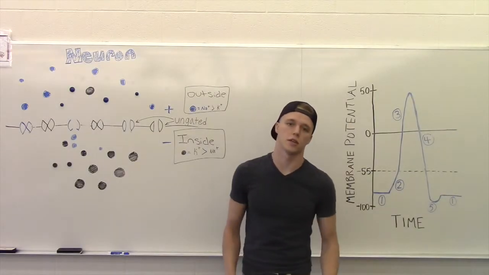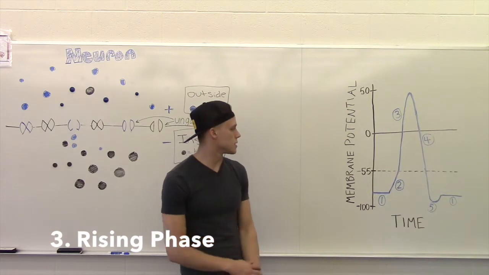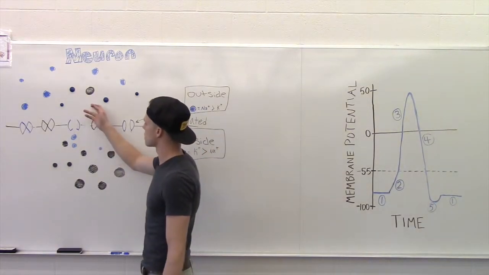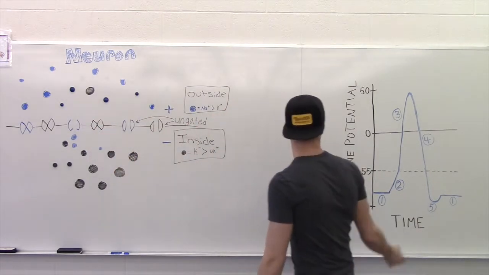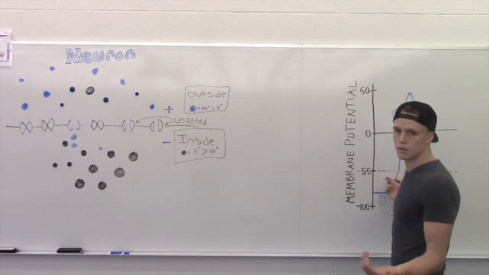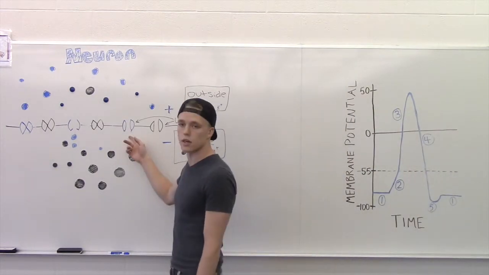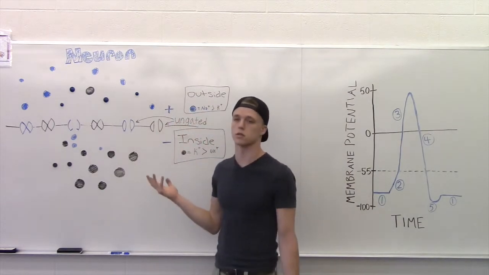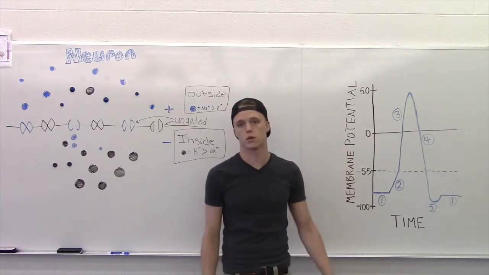Step 3 is initiated by step 2, and step 3 is called the rising phase. What happens is the gated ion channels open from depolarization, causing the Na+ to come in. And when that happens, it causes the membrane potential to rise. And if the membrane potential rises high enough, -55, that's the threshold, and that causes more ion gated channels to open, which causes more inflow of Na+. And that causes a rise in membrane potential for step 3.